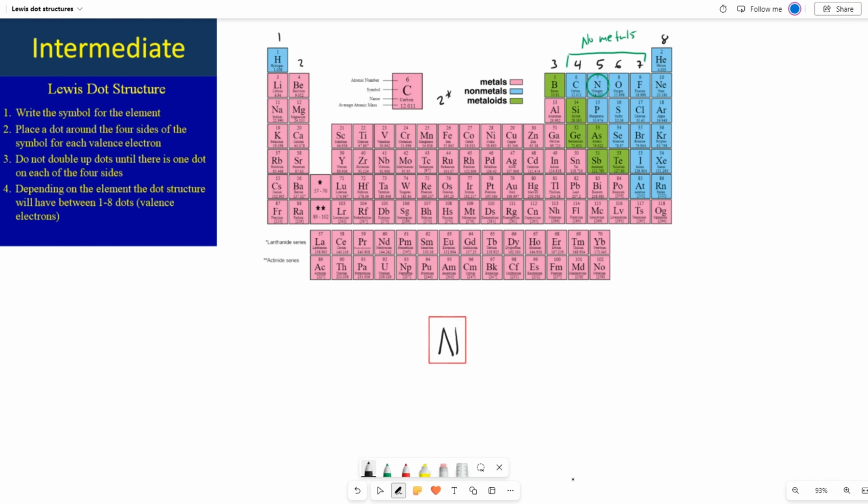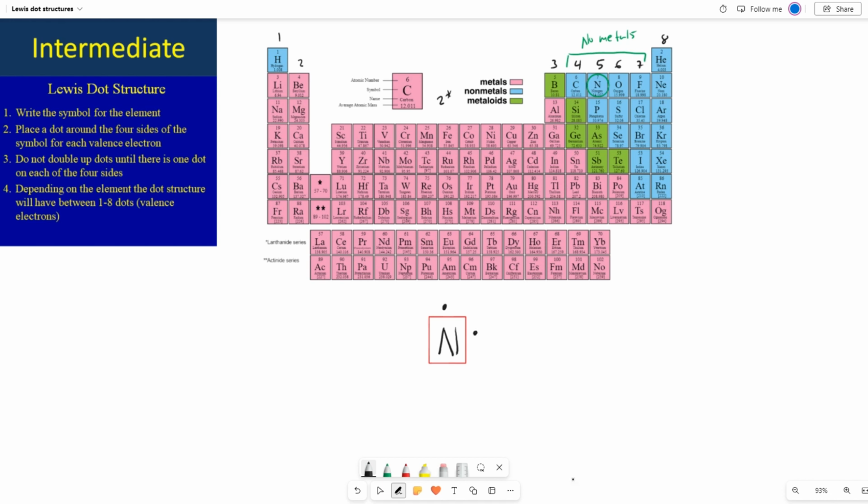Because the dot structure is only going to show the valence electrons. Because remember, the valence electrons are the ones that are involved in bonding. So we place a dot around the four sides of the symbol for each valence electron. Well, it says nitrogen has five valence electrons. So we'll put a dot up here, that's one. Then you put a dot on another side, that's two.